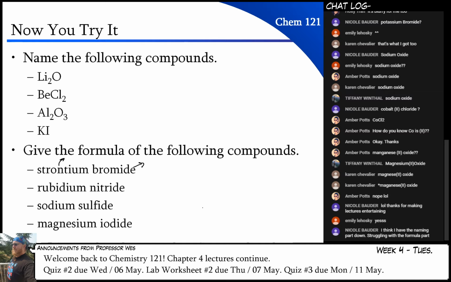All right, let's go over the answers here. So I want to name this thing, and I want to name this thing. These are all elements in columns 1, 2, or they are aluminum, so I just take their names. So this is lithium. And then this O is oxygen with ide on it. So lithium oxide would be the name for the first one.